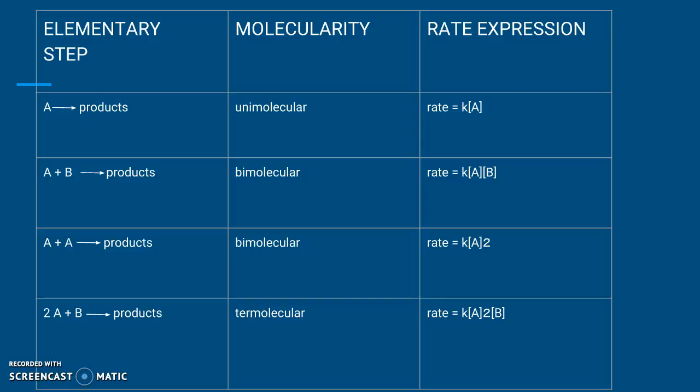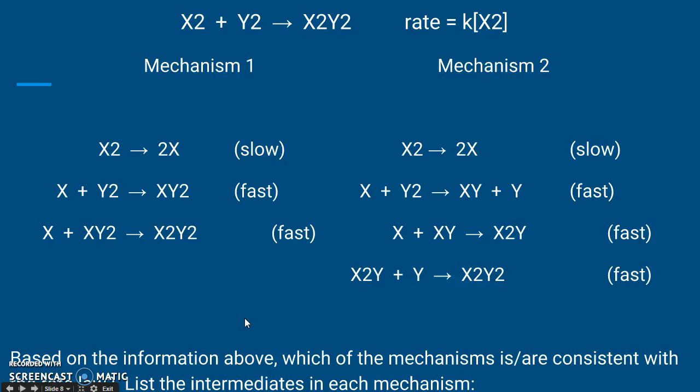The rate expression of an elementary step is predicted from the stoichiometry of the elementary step, as per this table. And this last step right here we won't see very often, because termolecular reactions are very rare.